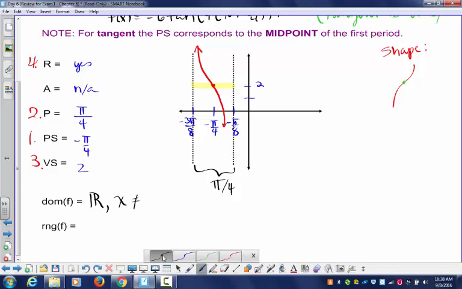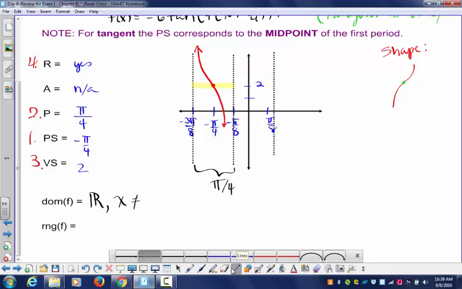Okay, let's try to be thoughtful here. What would the first non-negative asymptote be? So here is negative pi over 8. If these are pi over 4 apart, and we wanted to get the first one that's not negative, we would have to add pi over 4 to that. Pi over 4 plus negative pi over 8 is going to be positive pi over 8. So that would be the first non-negative one. It would be right there at pi over 8.